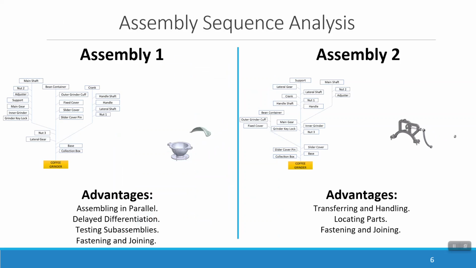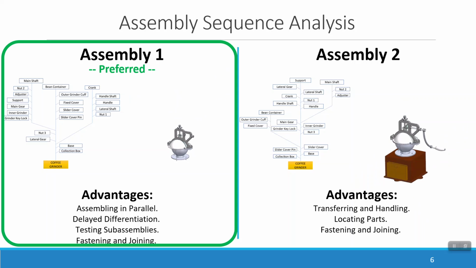Once we define the functions of the product, we generate 2 possible assembly sequences and we evaluate them to select the most appropriate alternative. The main advantage of the first proposal is that it's more oriented to be assembled in a parallel sequence to accelerate the assembly process and to provide more flexibility to different modules. The advantage of the second proposal is that it can follow a just-in-time assembly process. Based on their characteristics, we select the first alternative as the preferred one.